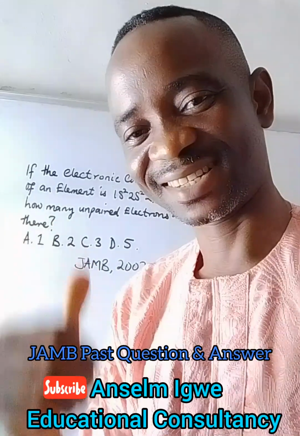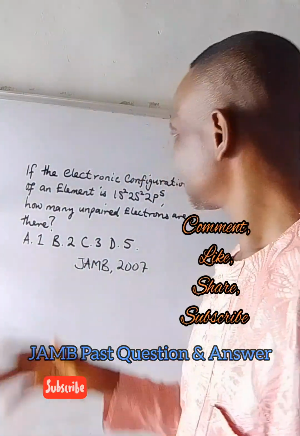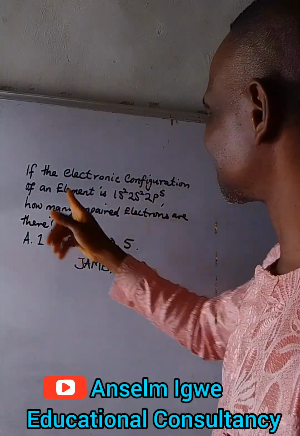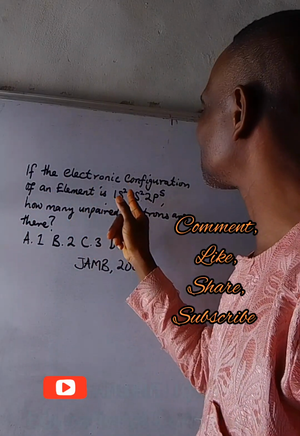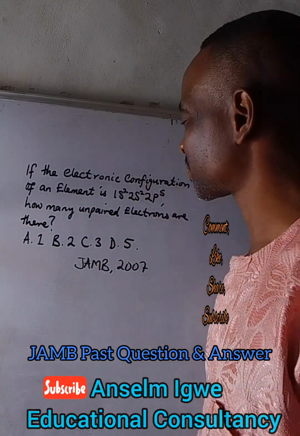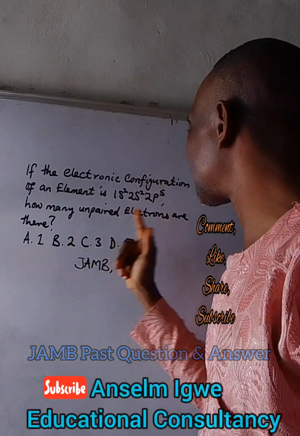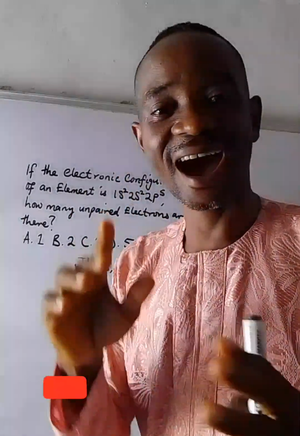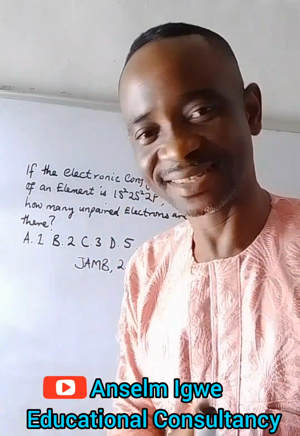Look at this. If the electronic configuration of an element is 1s2, 2s2, 2p5, how many unpaired electrons are there?